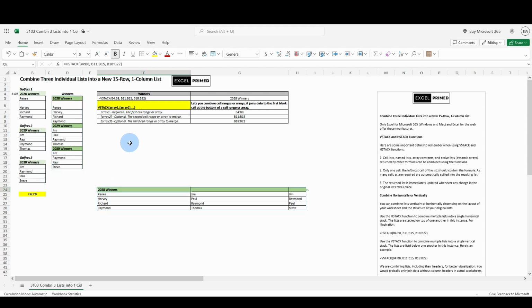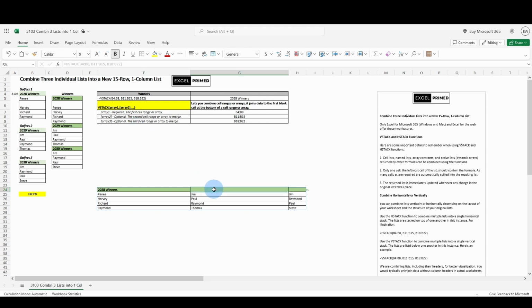Over here, this is just a review. Keep in mind that you can always change this up. What I did, see here, I took B4 to B8, but then I did not want the winners, and it's still, you can see B11, B15.